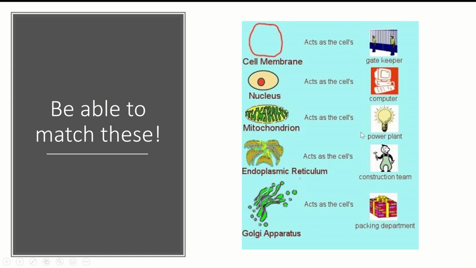The mitochondrion, that's the power plant, so that's where you're making ATP, that's where you're getting energy. The endoplasmic reticulum, that's the construction team, that's building proteins and making all of these different products. And the Golgi apparatus is the packaging department. So that's what's sealing up all the products that you're making, sending them wherever they need to go. Okay, so just make sure you go over that, you understand that, and are able to match these.